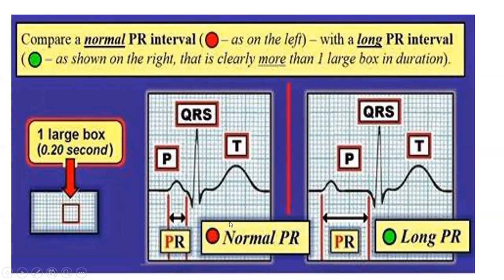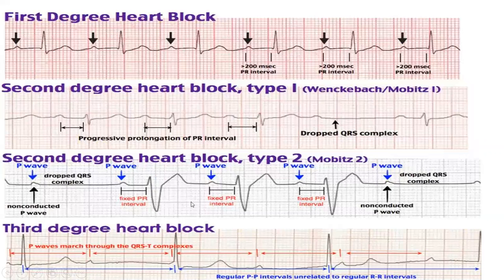Here again, this is a good example that shows you that PR interval. Here we have a normal PR interval, and then we have a long PR interval. You can clearly see our big boxes, it is way outside the big box. So that's an automatic indicator that you have some type of AV block. And here's yet another example of strips to look at them all together, so you can see the distinguishing characteristics of each.